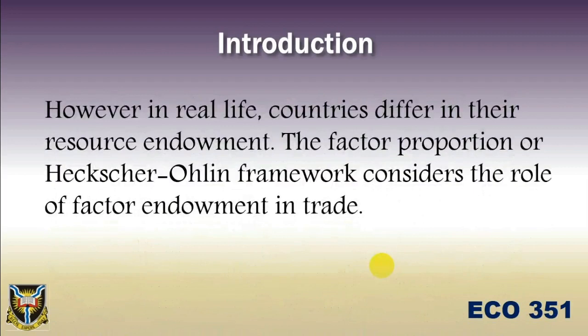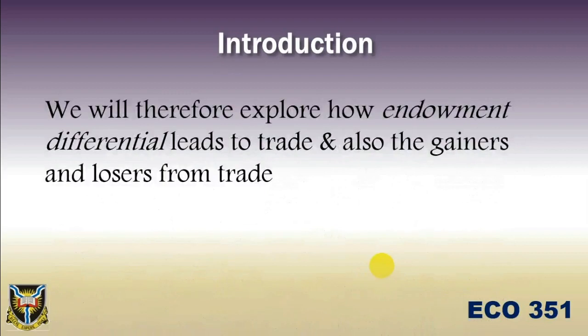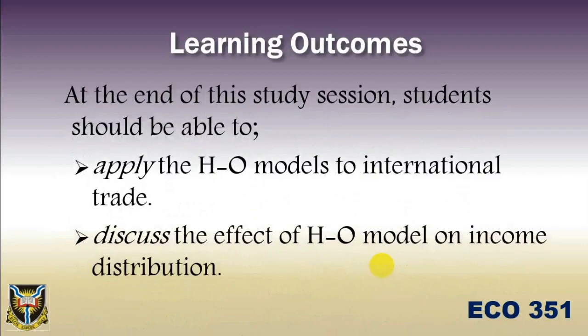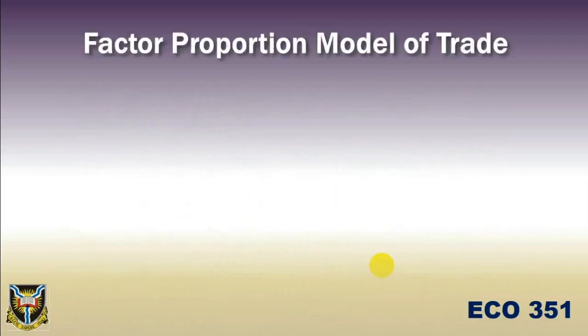The factor proportion or Heckscher-Ohlin framework considers the role of factor endowment in trade. We will therefore now explore how endowment differential leads to trade. We will also examine the gainers and losers from trade. Learning outcomes. When you have studied this session, you should be able to: 1. Apply the HO model to international trade. 2. Discuss the effects of the HO model on income distribution.